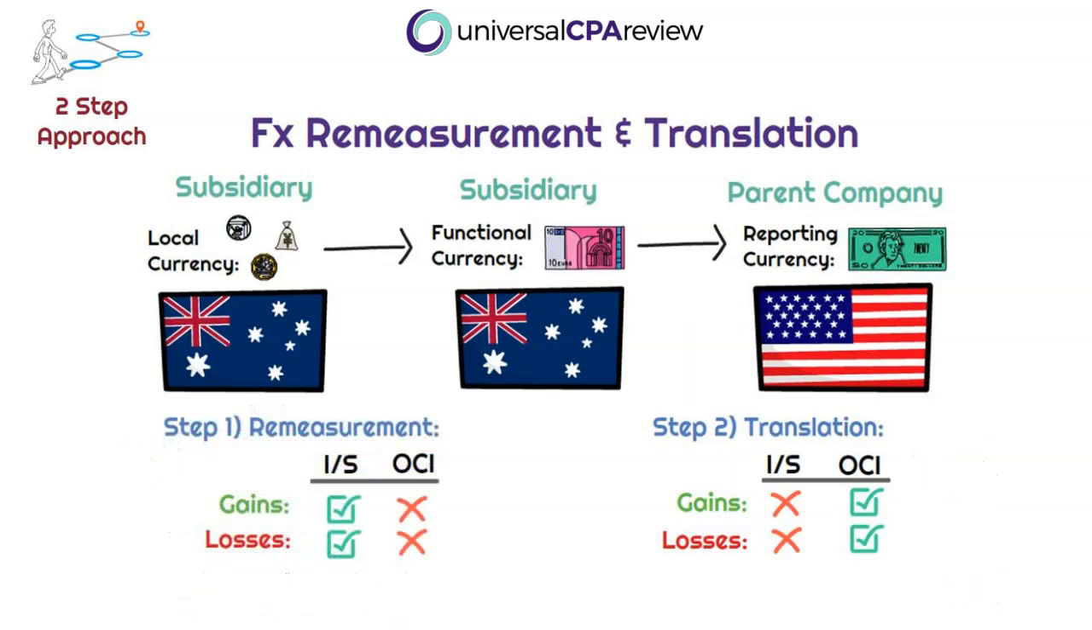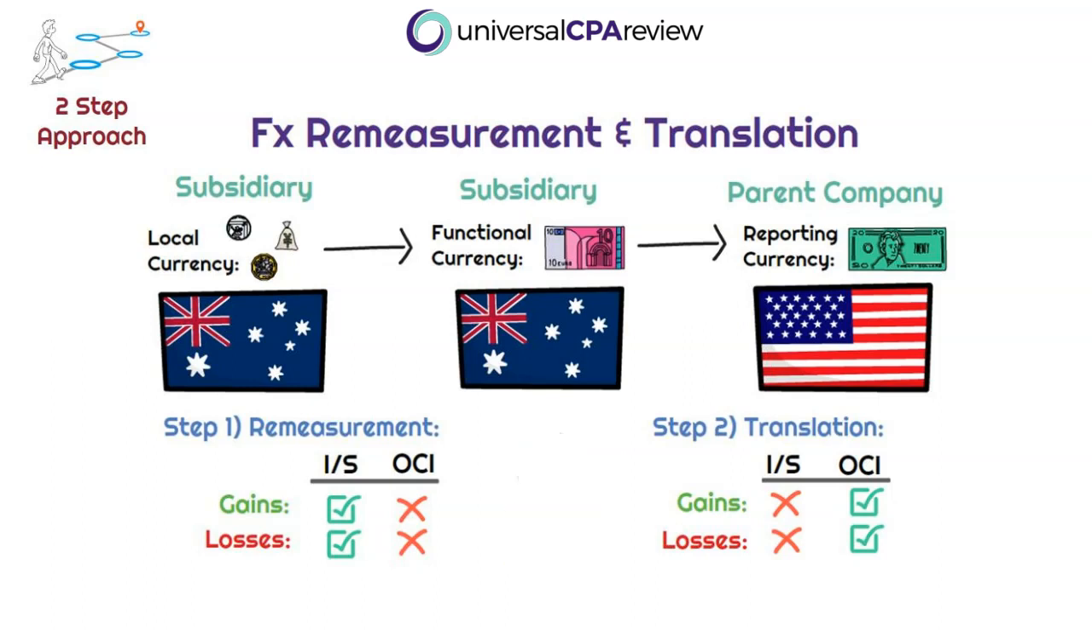The exam loves to really test whether you know, does remeasurement gains or losses go to the income statement or OCI? We know it goes to the income statement. And then translation gains or losses. Does it go to the income statement or OCI? Those go to OCI, right? So remember the fundamental difference here.